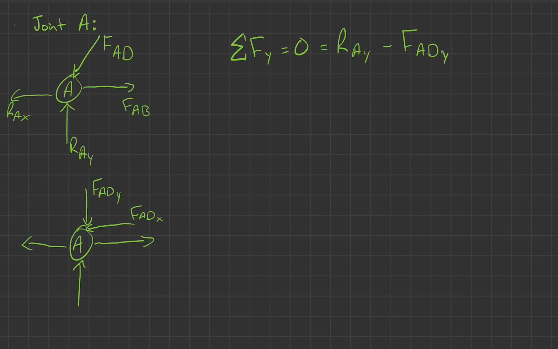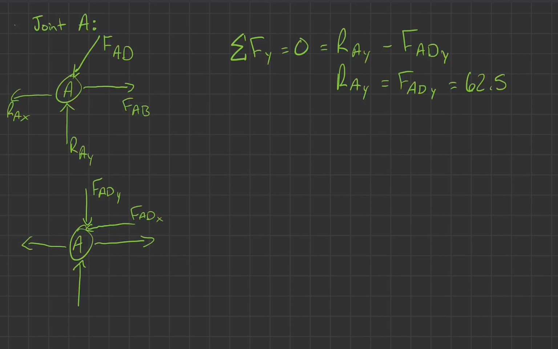We know that RAY is going to be equal to FADY, which is equal to 62.5. So now we've got what it is in the Y direction. We just need to know what force AD is doing.